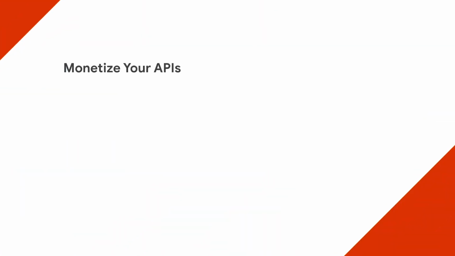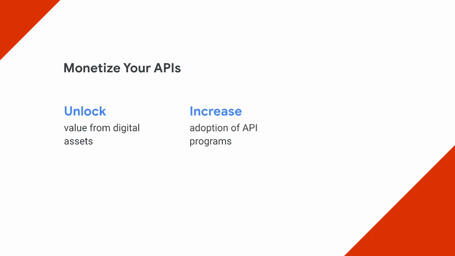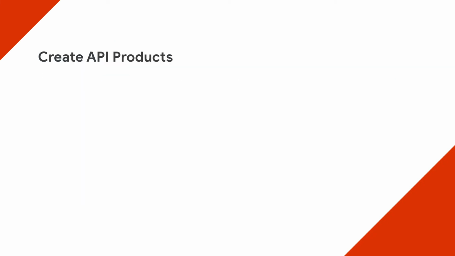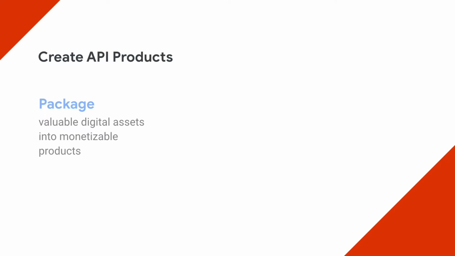API monetization is a key way to unlock value from your digital assets and even increase API adoption by building custom packages tailored to developer needs. It enables API providers to reach beyond current business models and open new opportunities with customers, developers, and partners. The Apigee API Management Platform provides a powerful and flexible API monetization solution that is being used by global enterprises today. It enables you to package valuable digital assets into monetizable products that can be easily consumed by developers.